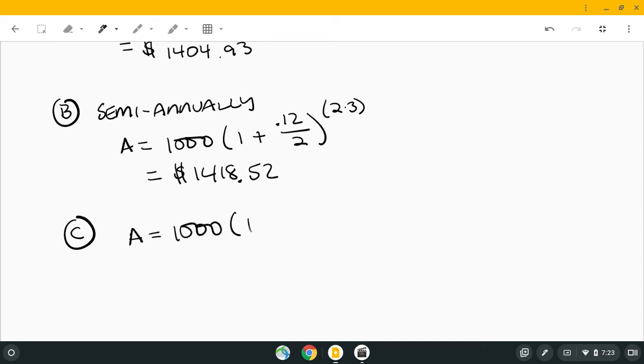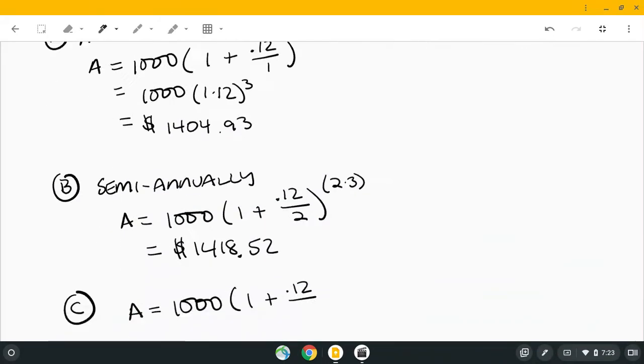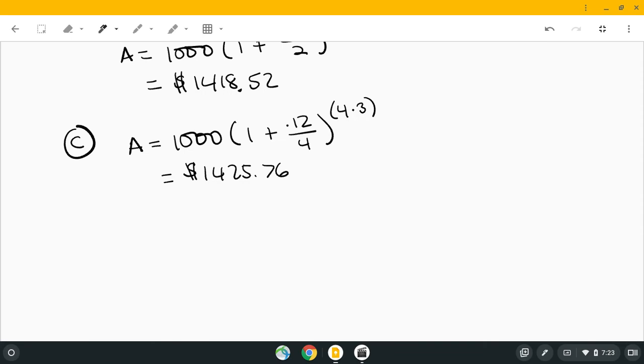Okay, so it's still 1,000 times 1 plus 0.12. What was it again? Letter C, quarterly, so n equals 4, to the 4 times 3. If you punch this into your calculator, you should get $1,425.76. Okay, and then go ahead and try it for D.